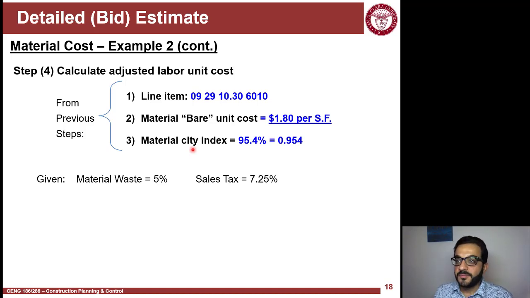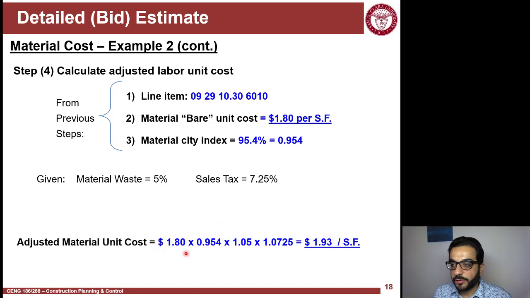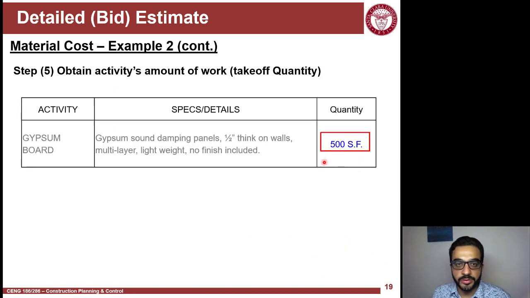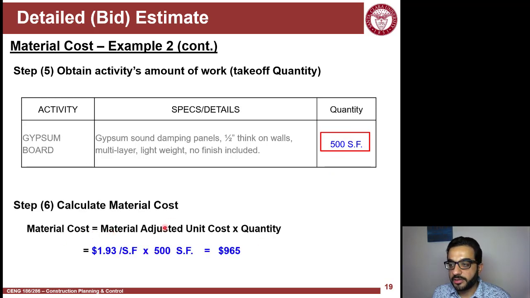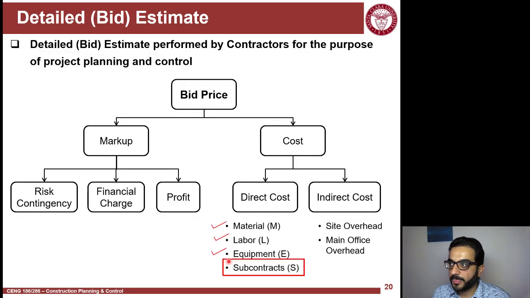So here we have the summary. You see it's much quicker for the material compared to the labor. I have the material waste at 5%, and 7.25% material tax. Adjusting the bare cost of $1.8 per square foot with the city index, accounting for the waste and the sales tax, this is now the adjusted material cost. If I have 500 square feet as the scope, I calculate the total material cost for this activity to be 965. So we're done with MLE: material, labor, equipment.